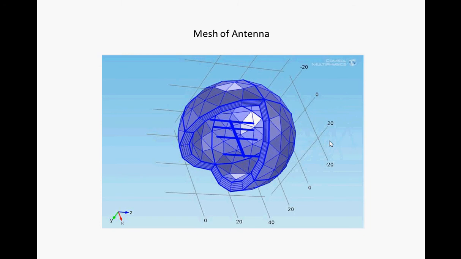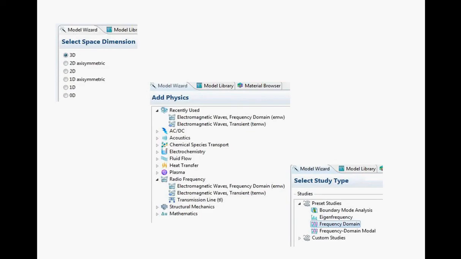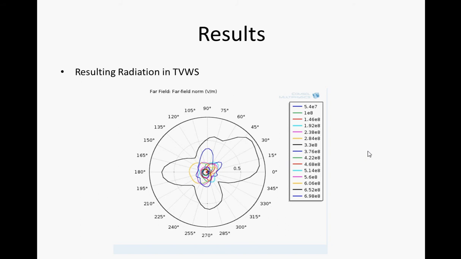We now had to mesh the antenna design. This is a way of getting the required results such as 3D plots and frequency domain plots. A few pictures are shown of the design steps. We have the 3D plot and we have the frequency domain. This picture reflects the antenna radiation patterns within the TV white space range.